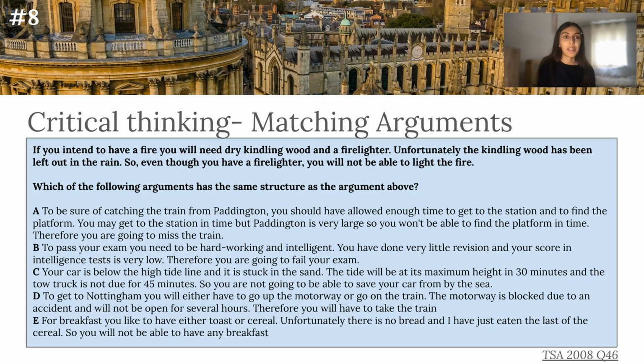So if we look into why the other options are incorrect, for B, the exam argument, the logic is to pass your exam, you need to be hardworking and intelligent. So we can see that there's a goal and there's 2 requirements. You have done little revision, so lack of 1, and your intelligence score is low, so lack of 2. Therefore you fail. The reason why this one is wrong is because in this option, both requirements fail, whereas in the original one requirement was met. You did have the firelighter, so 1 requirement was met. So that's why that one does not work.